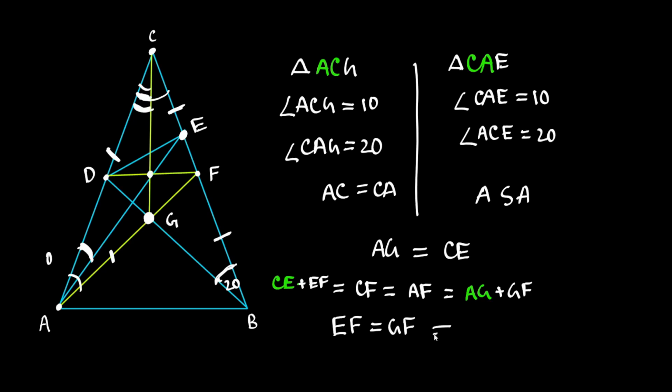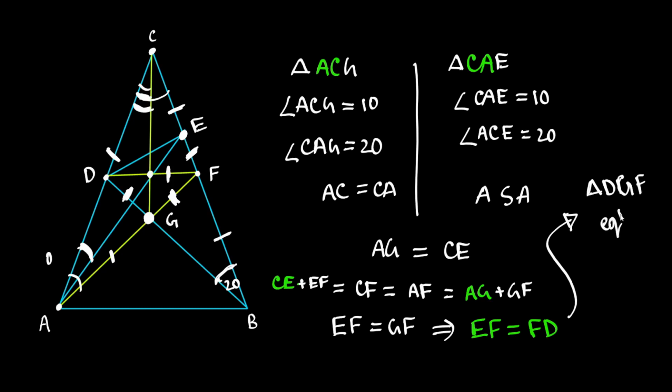And what benefit do we get from that? GD, GF, FD was part of an equilateral triangle. That means these three sides are equal. And now GF is equal to EF. That means EF is equal to FD. Why is this happening? Because DGF is equilateral.